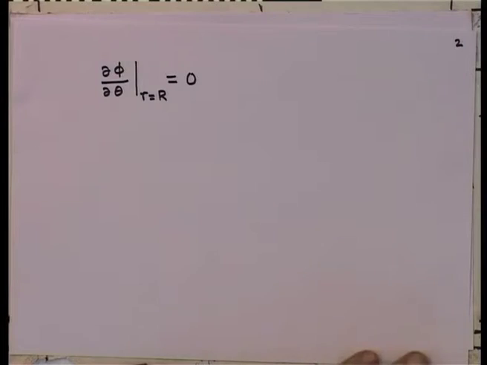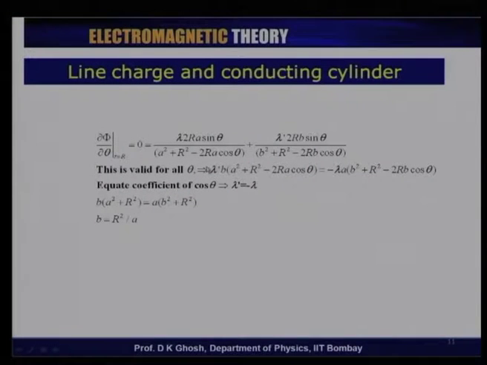Now, this is fairly straightforward because I have a logarithm. So, I get 1 plus 1 over a square plus r square minus 2 a r cos theta, and of course, the differentiation of this 2 a r cos theta with respect to theta gives me these numbers there. Now, this expression has to be valid for all theta.